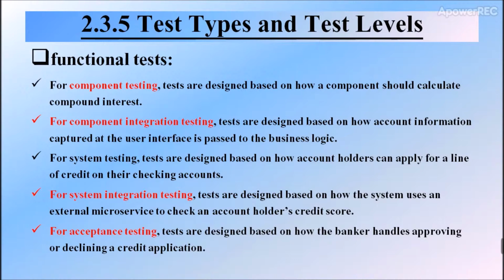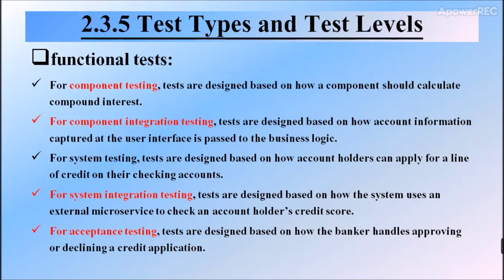So this is a type of functional testing in component integration testing. In system testing, we can check how an account holder can apply for a line of credit. A line of credit is a type of account that we can apply for in a bank. So this is considered a type of system testing because this is a whole scenario that you should use.